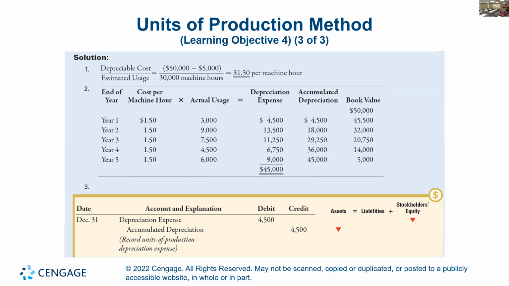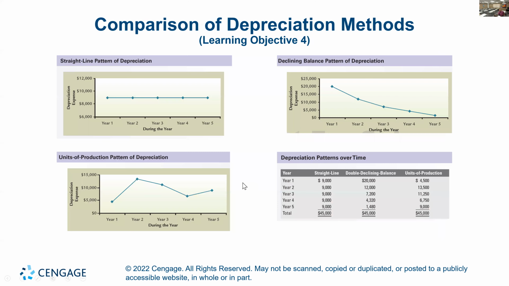It worked out right this time, but if they would have used their actual usage, it would have been 10,000 in year 5. They still would have stopped at that $5,000 salvage value. You never go below your salvage value. Book value will never go below salvage.